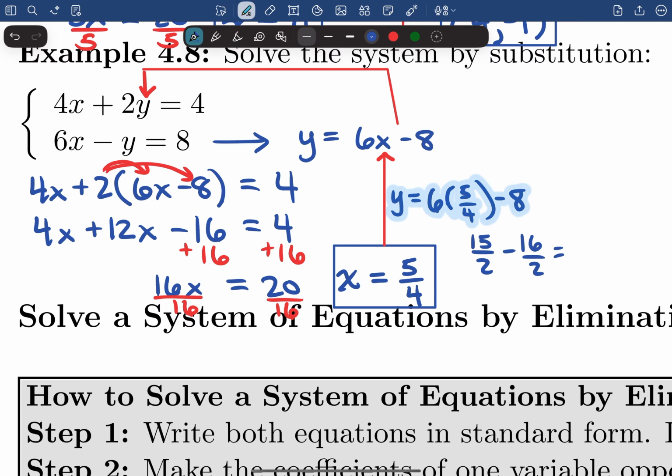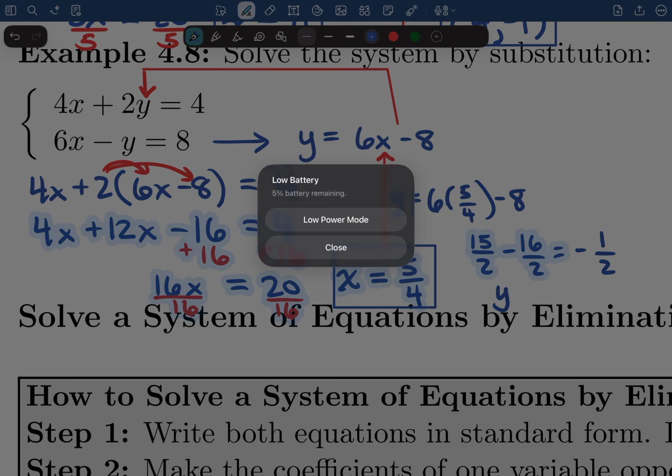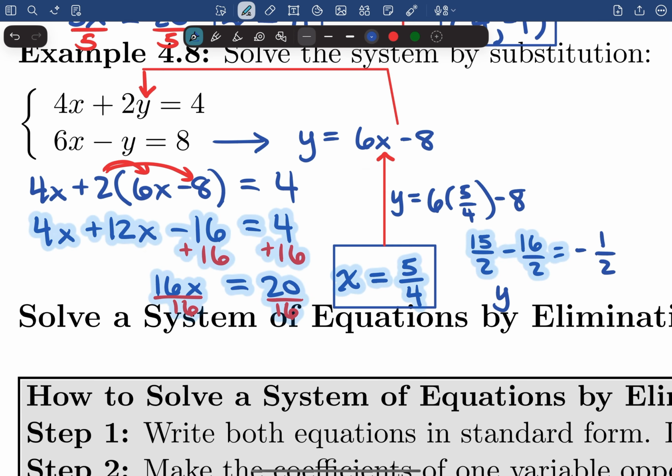Why did I do that? Because now I have the same denominator for the fractions, and I can subtract them easily. Because 15 minus 16 is negative 1, and then the denominator stays the same. So I have just found y equals negative 1/2. Great.